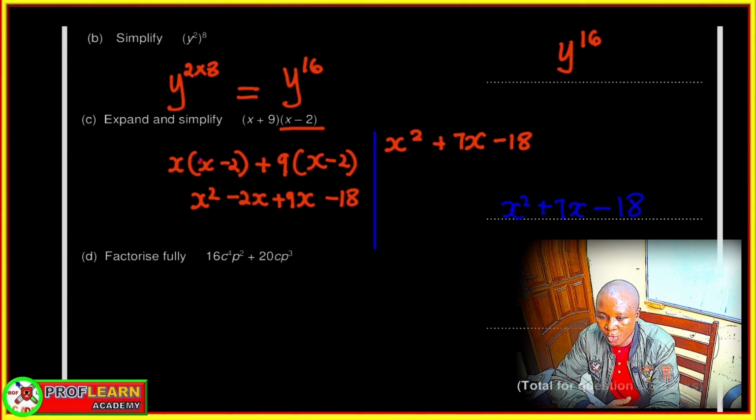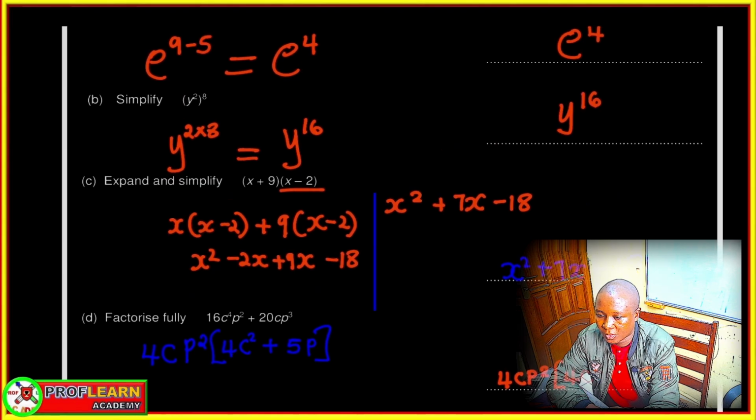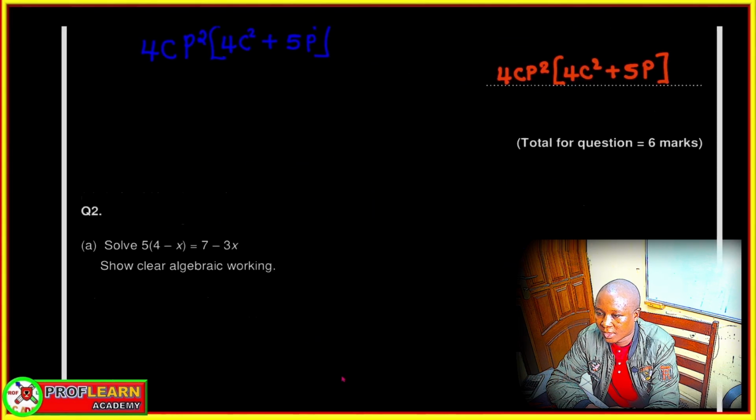You will also be given a question to do with factorization. What you need to remember here is that you need to check which is the common term that is appearing in the two terms there. So here we are going to factor out 4cp squared, and then we are going to remain with that inside the bracket, and that becomes the factorized form of the expression.